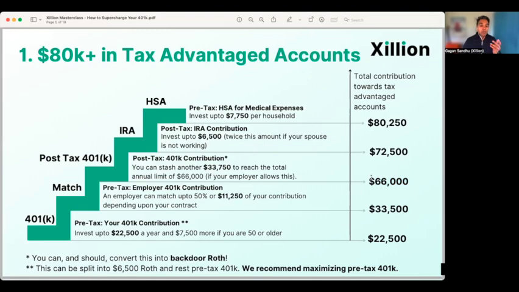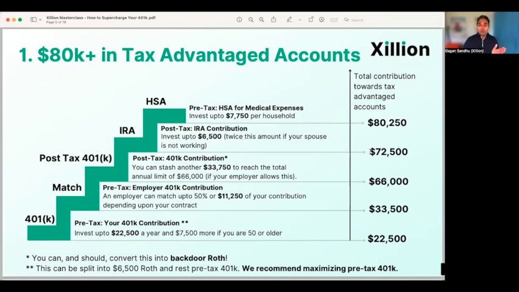But most people don't know this. Even if you have a 401k, the IRS still allows you to put $6,500 into a post-tax IRA account, individual. If you're married, then you can put the same amount for your spouse, if the spouse is not working. So that's another $13,000. But even if you take individual, it's $6,500.